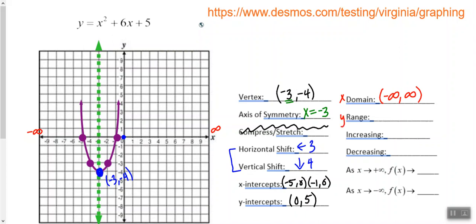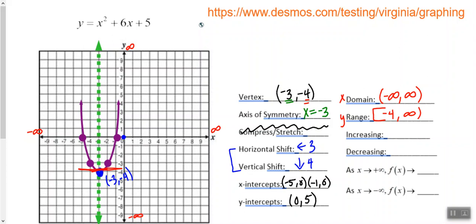Range are my Y values, how far up and how far down. So remember, the farthest down we can go is -infinity. Farthest up we can go is +infinity. So my purple graph stops at my vertex, and the Y value of my vertex is -4. So the farthest down this graph went is -4. Since we have our arrows, it's going to continue to go up forever. So it's a +infinity. Infinity gets a parenthesis. -4 is a number, so that gets a bracket.